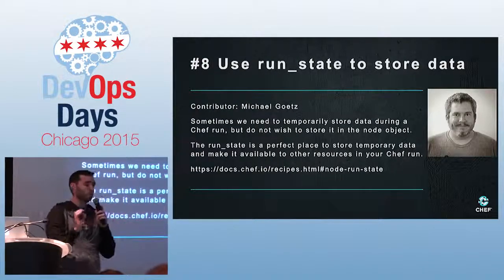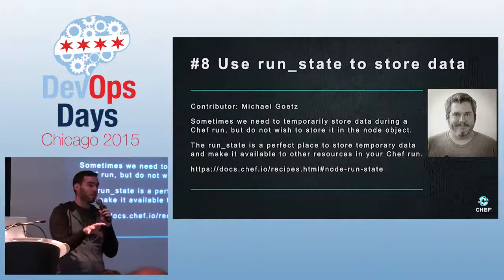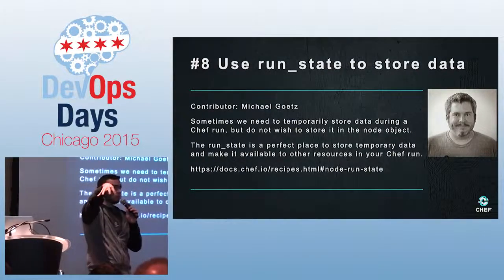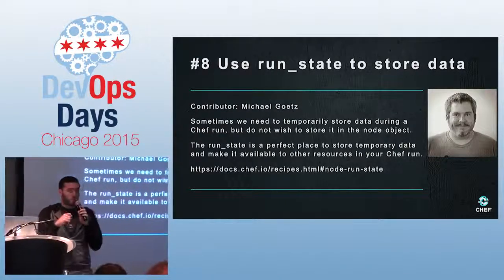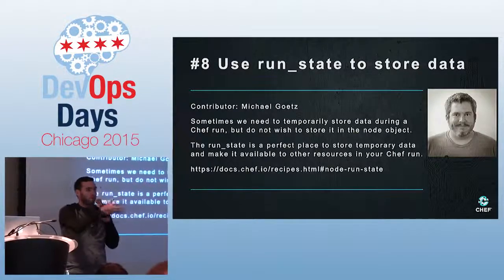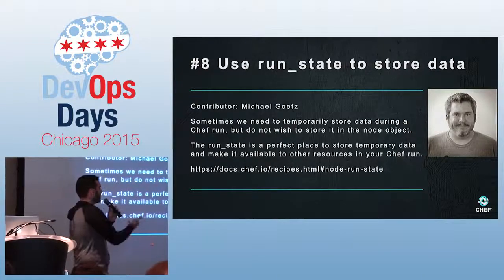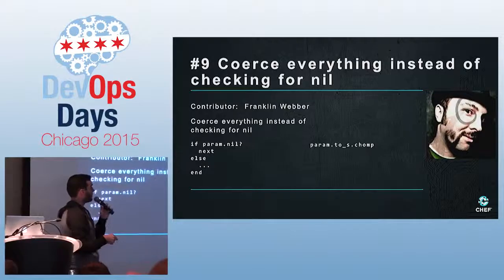Using run state to store data. So if there's data that you want to store temporarily in your node state, but you don't actually want that data to go to your Chef server, you can store it in the run state. This allows you to create some data in one recipe and then reference it in another, but you don't want that data to live forever in the cloud, so you can just put it in the run state, and there's a little URL to help you do that.